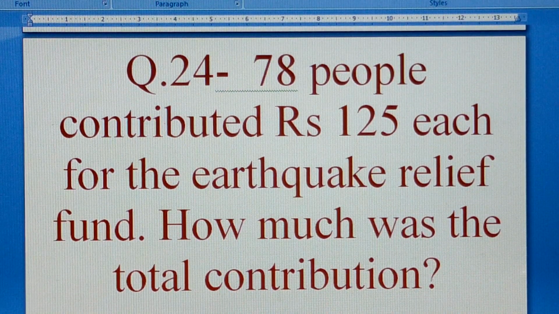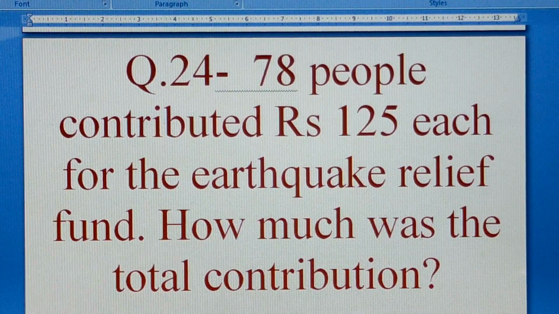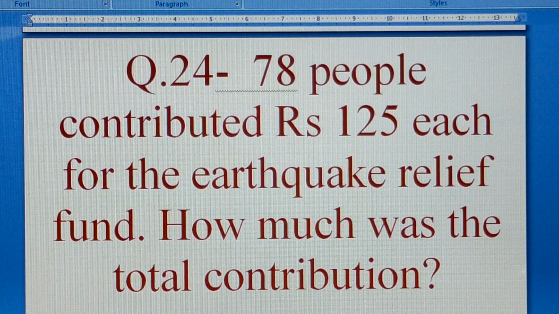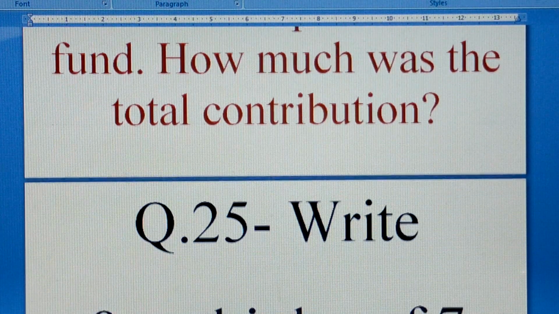Now, 78 people contributed rupees 125 each for the earthquake relief. Everybody paid 125 rupees. Then how much was the total collection? You have to find it. You have to go for multiplication, but please write the language in a proper manner.